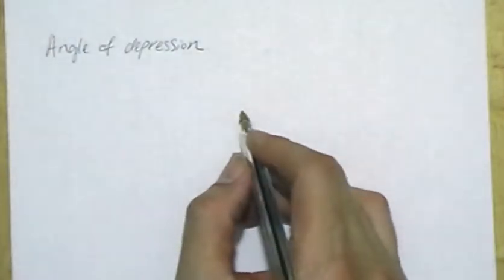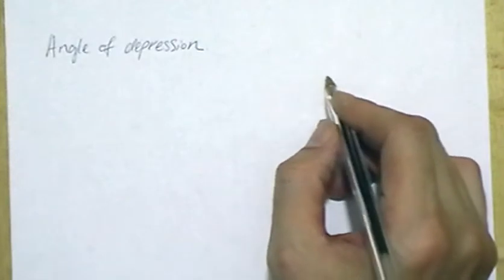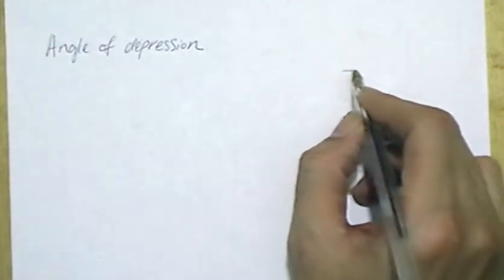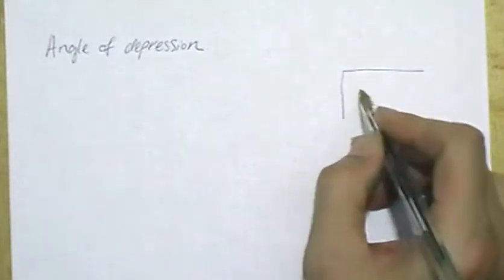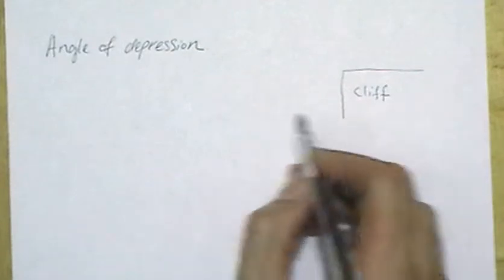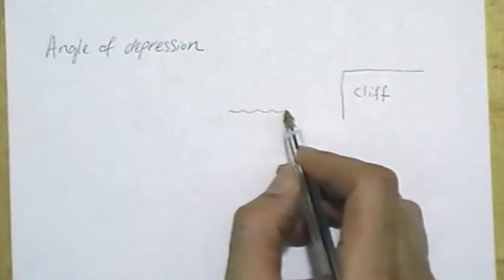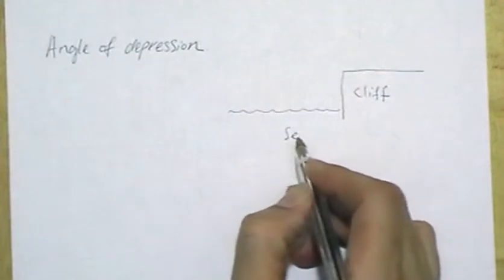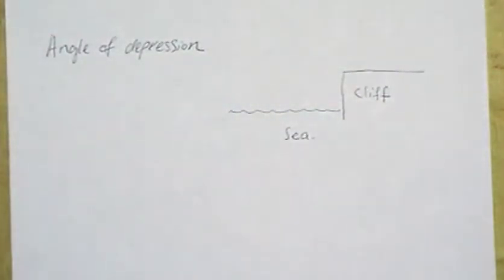I shall start with angle of depression. Let me start with an example. Suppose that there is a cliff by the sea. So that's the cliff and that's the sea. Okay.